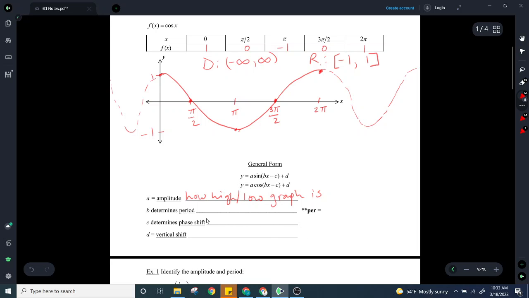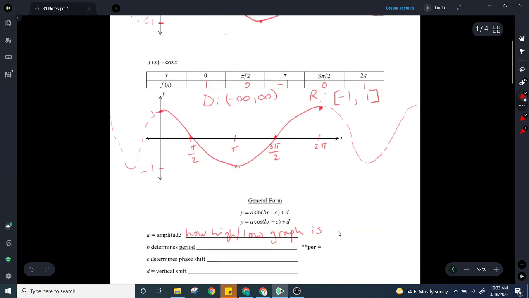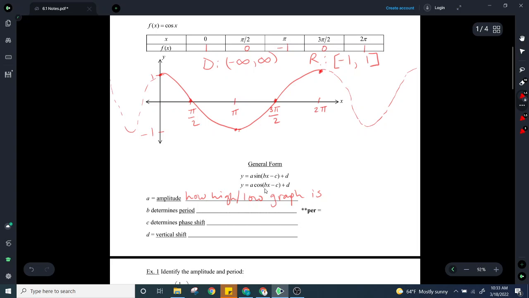All right, B determines the period. So the basic period for the sine and cosine curve is 2 pi. Every 2 pi radians, we're going to repeat that cycle, just like on the basic unit circle. But if you have a B value that's anything other than 1, that period can get changed. That either gets compressed or lengthened depending on what that B value is. So let's see. So the period we can define as the length of each cycle. So in other words, how far it goes before it repeats.